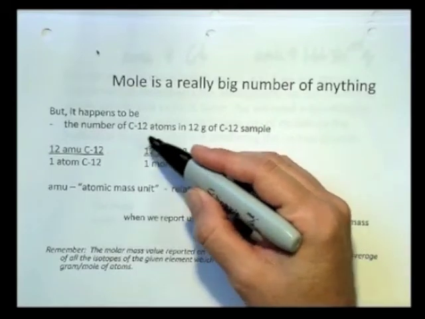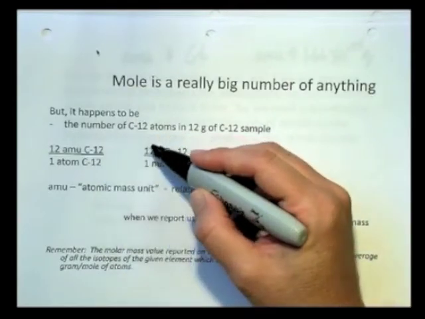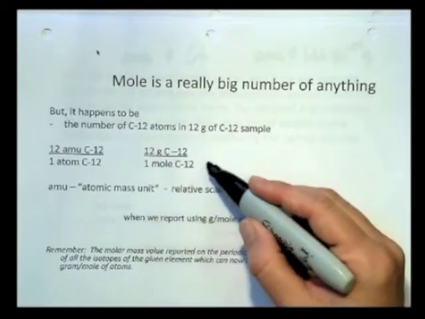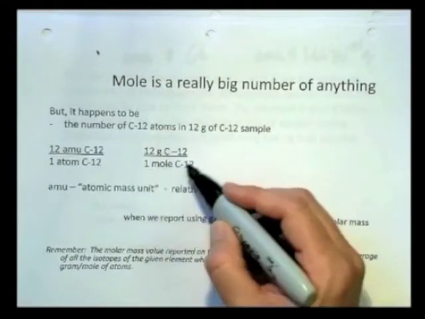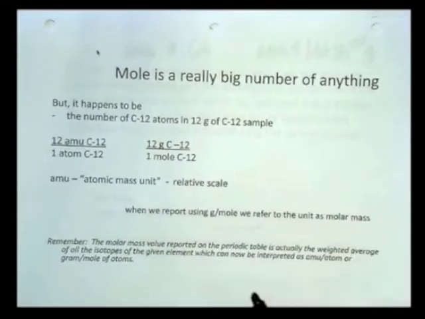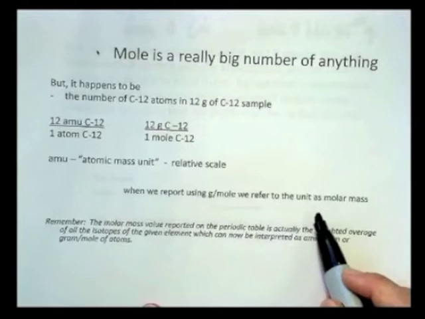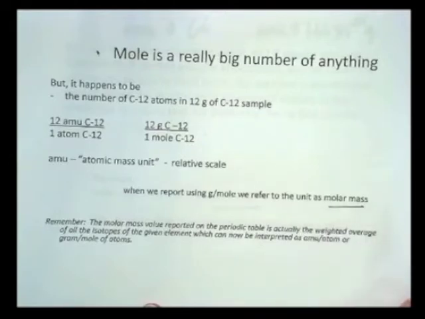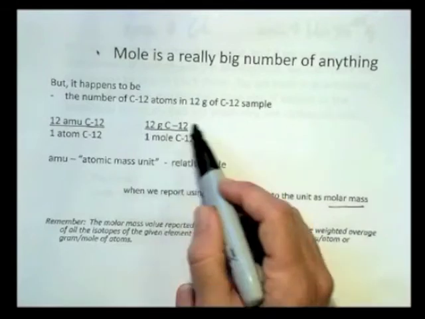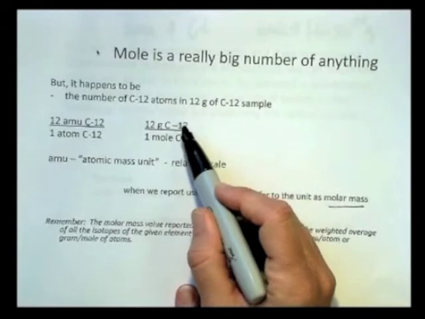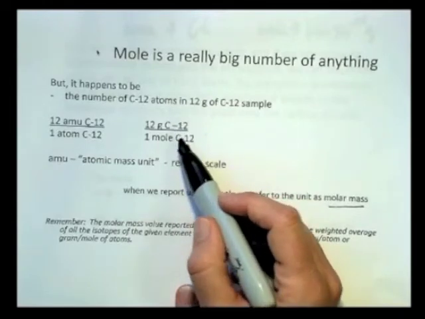All right, so it's a way of getting from a microscopic unit to a macroscopic unit. So we have to look at these atoms, molecules, compounds, and whatnot in terms of moles to get to a macroscopic scale. So when we report masses in terms of grams per mole, we refer to the unit as the molar mass of the atom. If we're talking about the individual atom, we'd say it's 12 atomic mass units in the case of carbon-12. But if we're talking about a collection, and that collection being 6.02 times 10 to the 23rd, or a mole of them, then we call that the molar mass, and the unit is grams per mole.